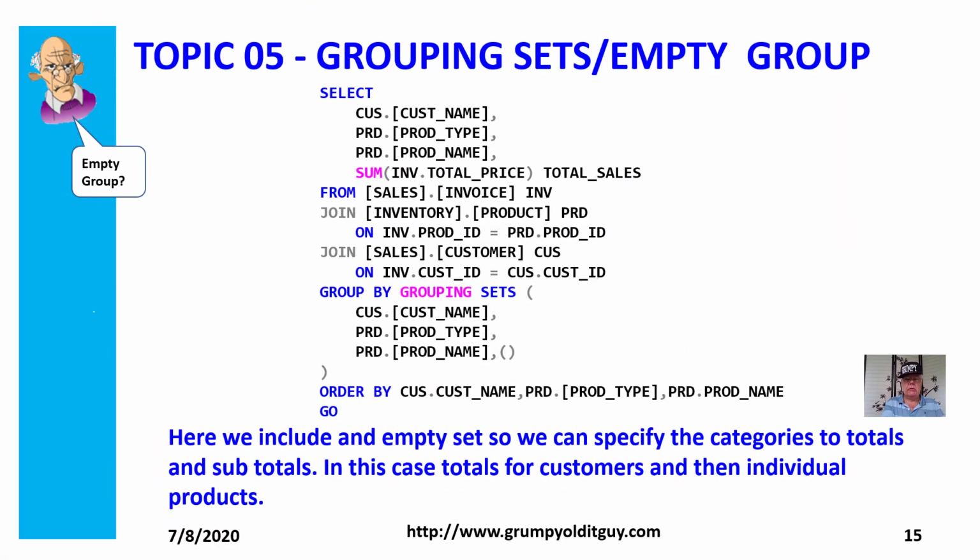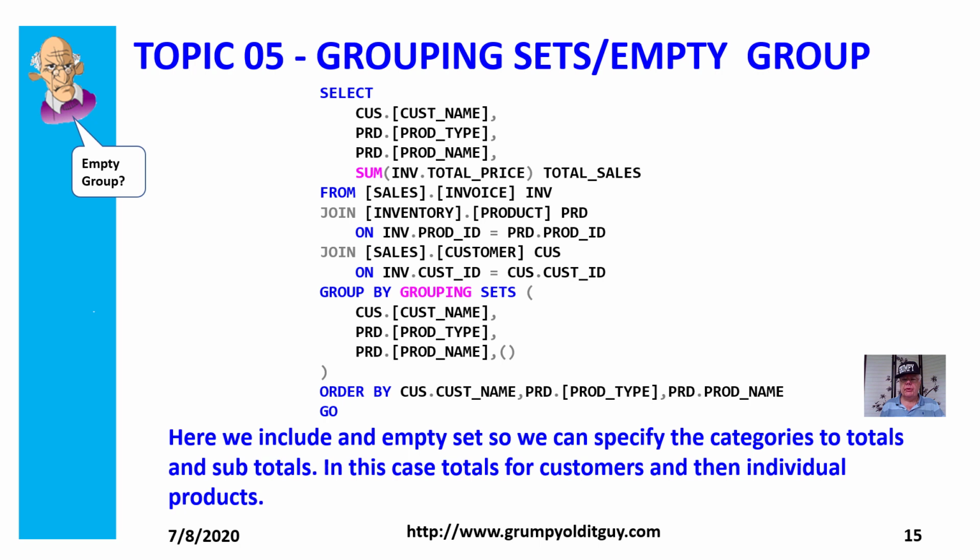Topic is 005, grouping sets, empty group. Now lastly, you can include an empty set in your grouping sets by including a pair of opening and closing parentheses with nothing in them. So check out the syntax in the clip. Group by grouping sets, customer or cus.customer name, prd.product type, prd.product name, and lastly, a set of empty parentheses.